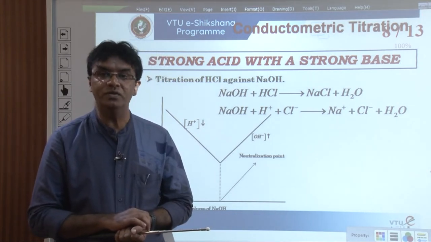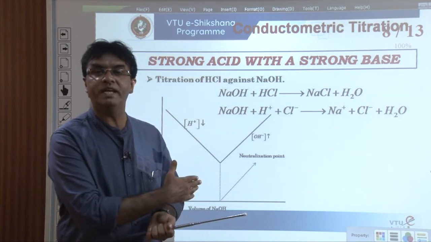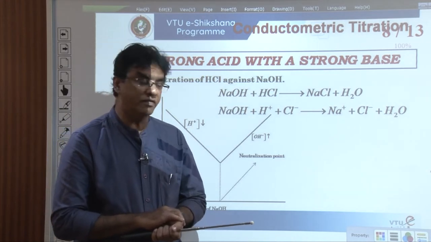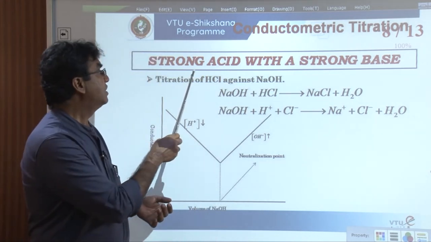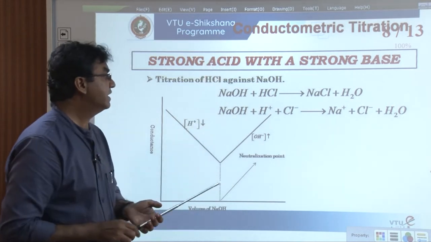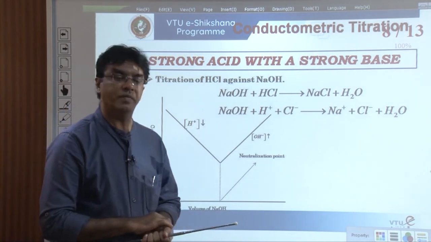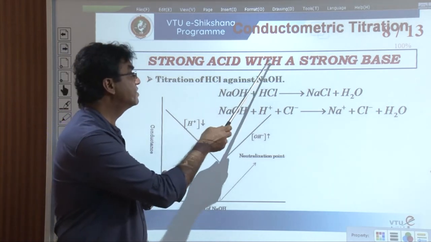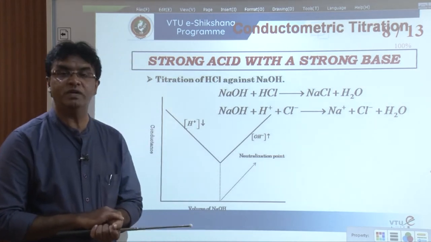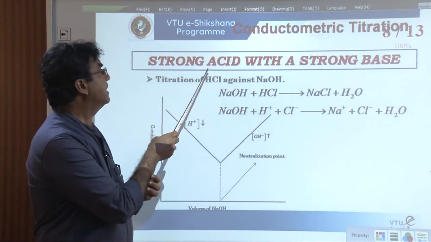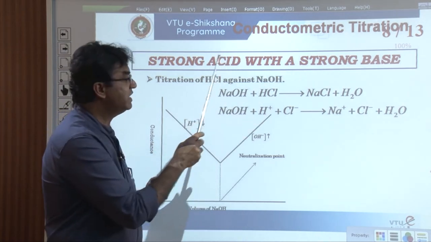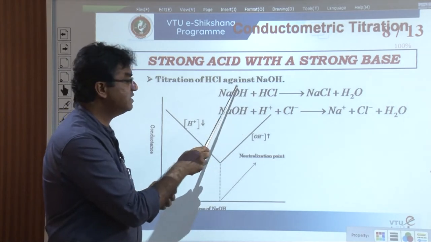So now we go through certain specific examples of carrying out conductometric titration. One example we start with is the conductometric titration of a strong acid with a strong base, or strong acid versus strong base. In this case, you fill the burette with the strong base. We take the example of HCl versus NaOH.